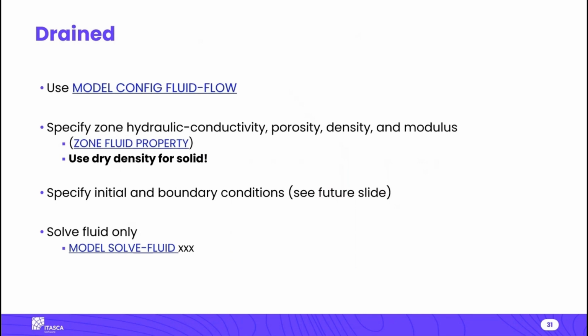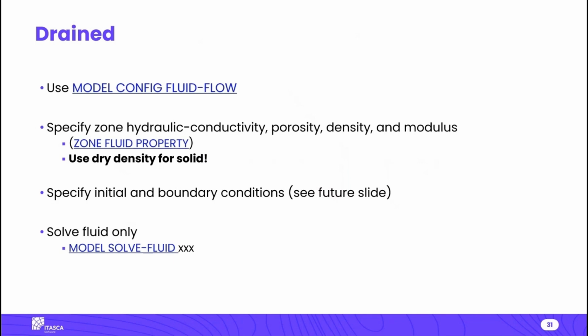The drained case, again, you also use model config fluid flow. You also want to set a porosity. In this case, you need to specify a permeability, right? Because we're actually calculating fluid flow now. Version 9.1 and above, you give this hydraulic conductivity, which is the permeability that people in civil engineering use, which is usually in meters per second if you're using SI units.